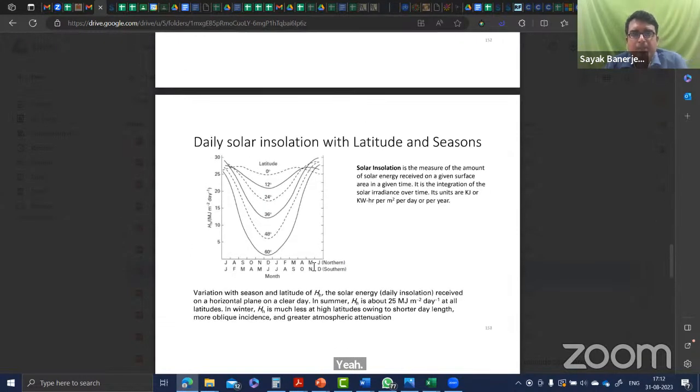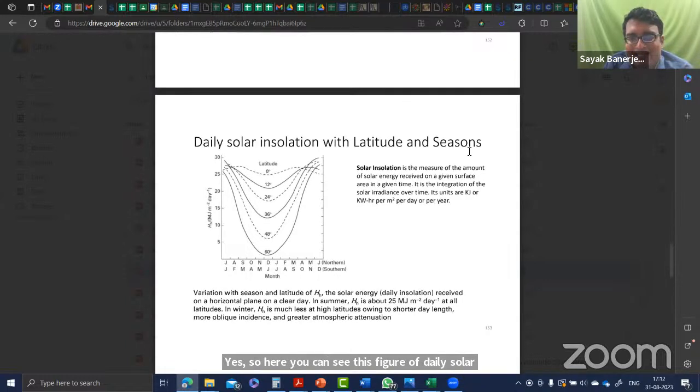Yes, so here you can see this figure of daily solar insolation with latitude and seasons. This is the northern hemisphere: July, August, September, October, November, December. July is the summer. So this is June, this is July, and these are the summer months. You can see the insolation values are very close to each other for all the latitudes: 60° north, 48° north, 36° north, 24° north, 0° north.